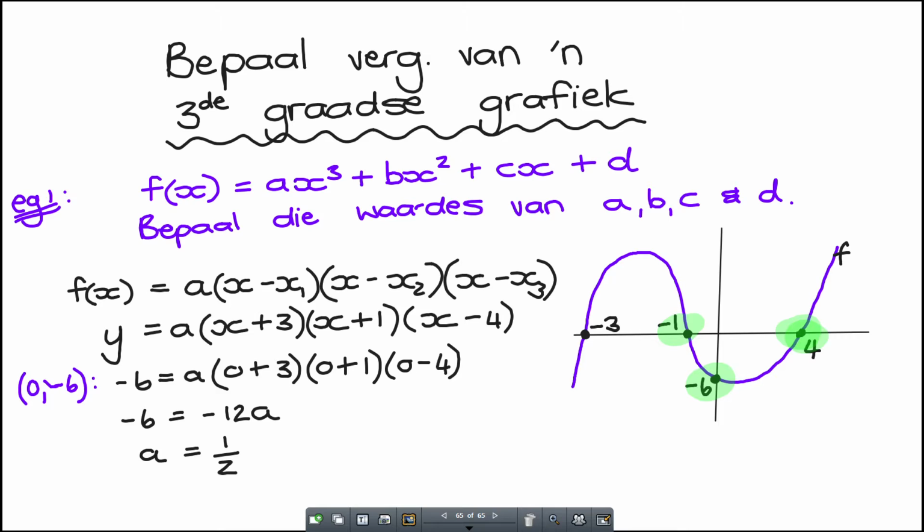Nee, but we don't know whether there would be a coefficient. So we talk about a, x to the power 3, b, x squared, c, x, and then that constant right at the end will be d. Okay, now we have got to get the values of a, b, c, and d.